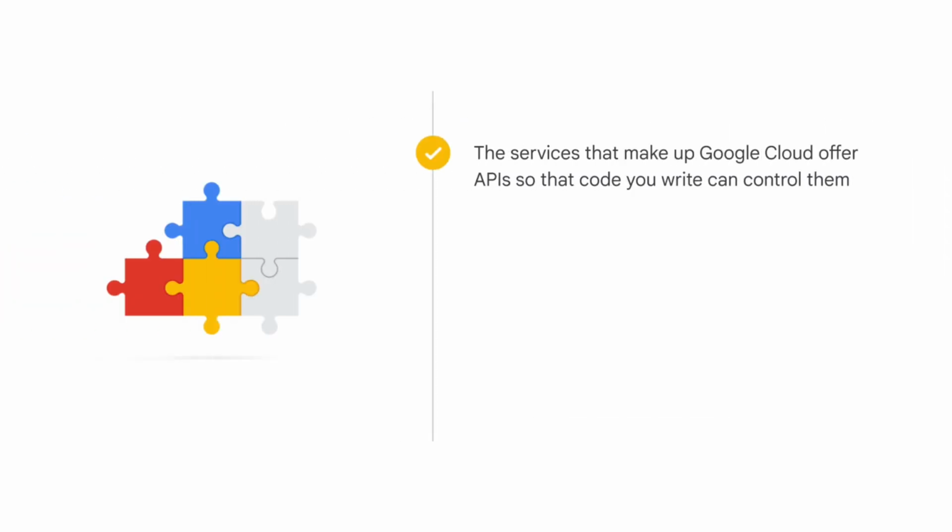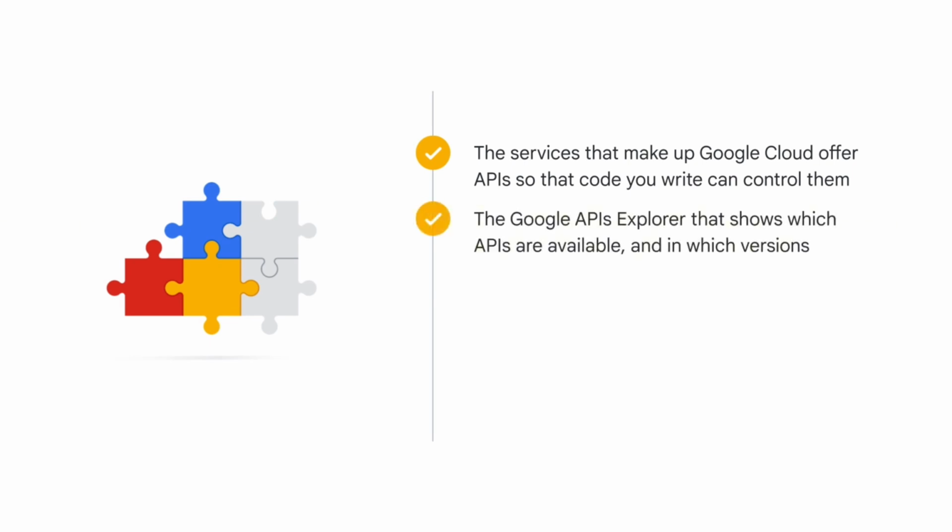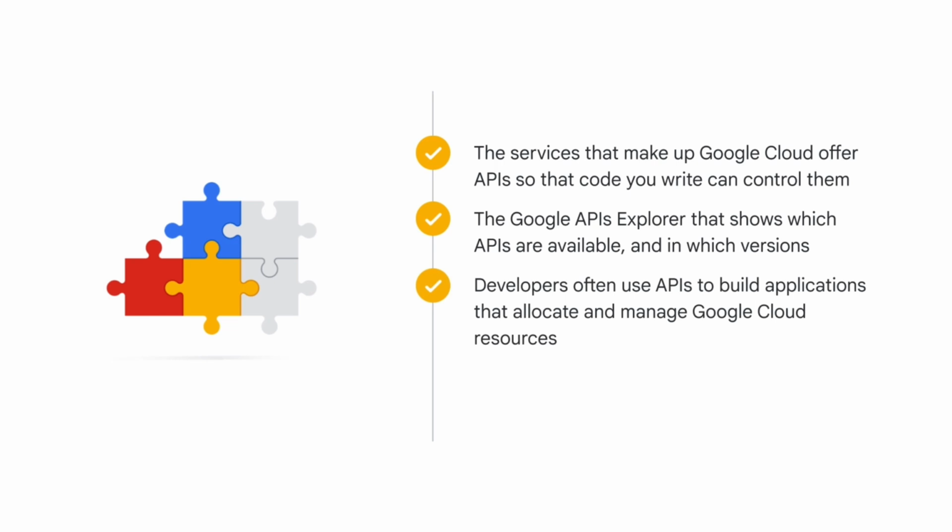The services that make up Google Cloud offer APIs so that code you write can control them. The Cloud Console includes a tool called the Google APIs Explorer that shows which APIs are available and in which versions. You can try these APIs interactively, even those that require user authentication. One important point to note is that developers often use APIs to build applications that allocate and manage Google Cloud resources. However, our present focus is on letting Kubernetes manage resources for us.